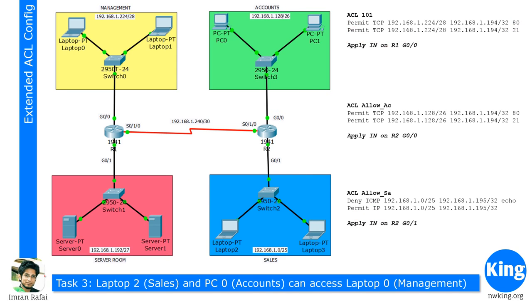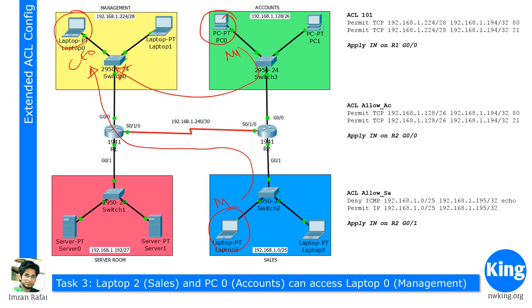Next, we look at task 3, which is laptop 2 of sales, which is this, and let's assume he's a manager for sales. And then it says PC 0 of accounts, and let's assume he's a manager for accounts. They both need to access laptop 0 of management. Let's assume he's a CEO. So they should be able to access laptop 0, and it doesn't say anything else. That means to say they need the entire IP protocols access to laptop 0, including ICMP. So every traffic should go to the CEO's computer from these two computers.